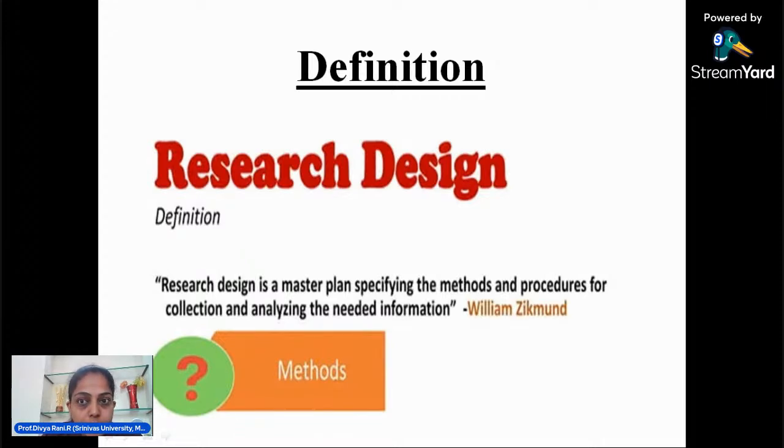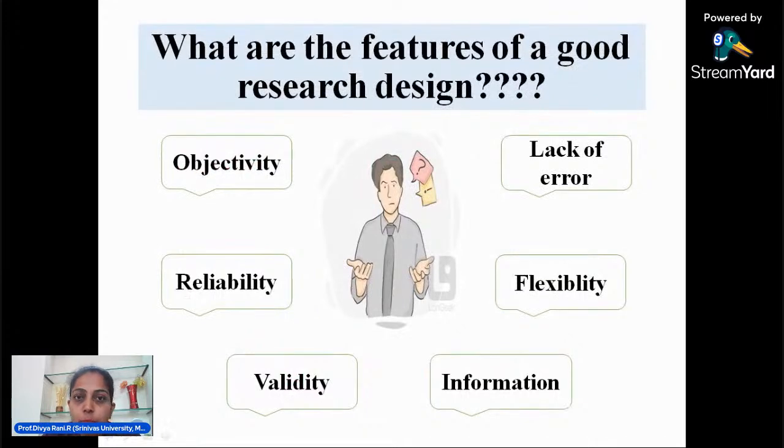So next slide. Moving on to the features of a good research design, how we are going to come to know that the research design is good. First one, objectivity. Objectivity means whatever research design you are going to select should be accurate, and it should be free from bias. If the design is such a way, you are going to get a good result.